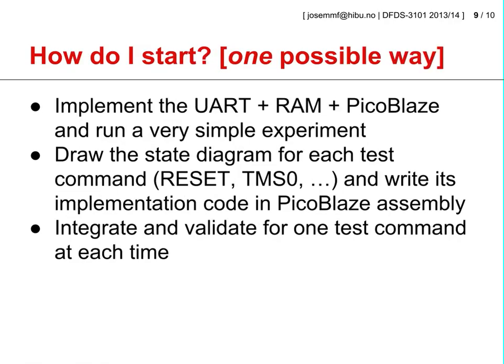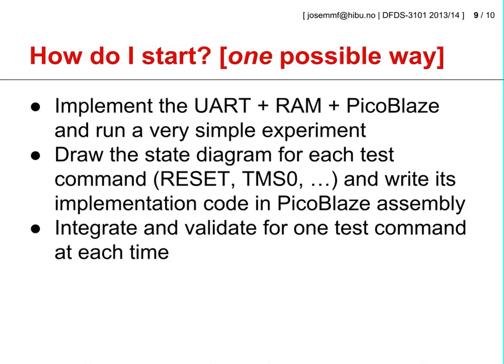Now you may ask yourselves, how do I start? There are possible ways to do it. One of those possible ways is shown in this slide. So you may start by just implementing the 3 blocks shown in the previous slide, that is to say the UART receiver, the memory module and the Picoblaze embedded core into the FPGA, and run a very simple experiment. That is to say, you may, for example, use the LEDs in the Nexus 3 board to show the ASCII code that you have just received via RS-232.